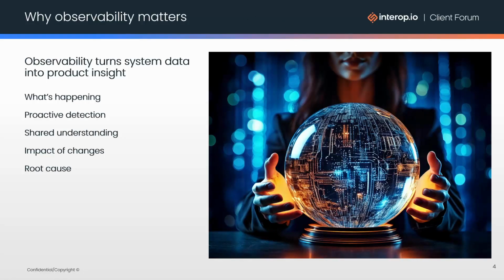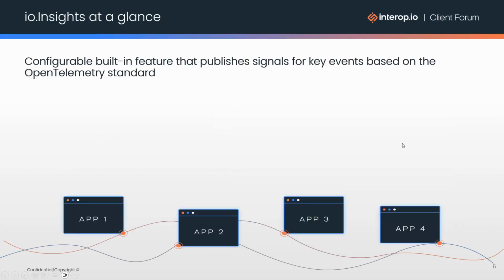Okay, let's talk about how we at Interop.io help you solve your observability challenge. We do that with io.Insights. It's our product, which is a configurable, built-in feature that publishes signals for key events based on the OpenTelemetry standard. We are following the three main concepts of the OpenTelemetry standard: metrics, traces, and logs.